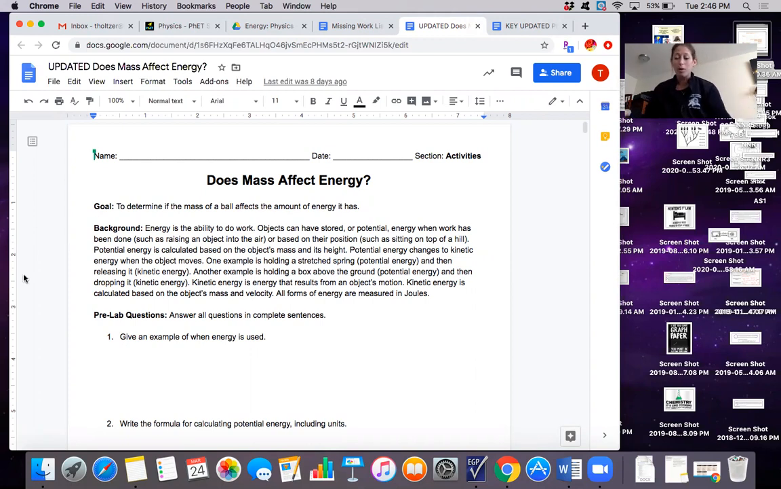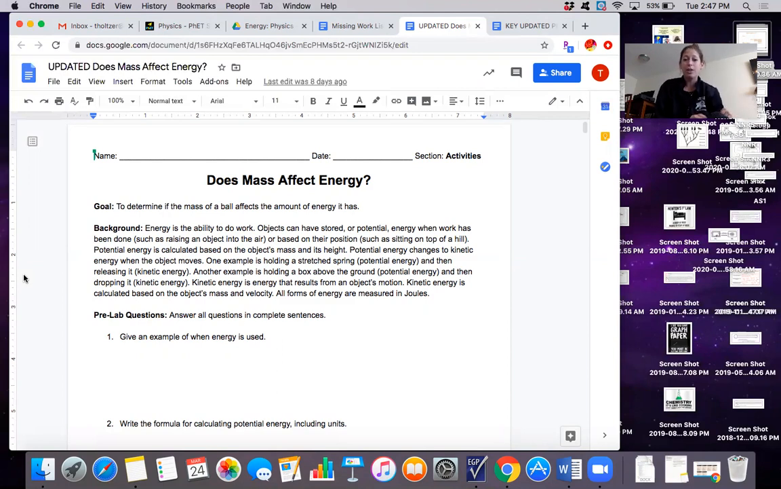Objects can have stored or potential energy when work has been done, such as raising an object into the air, or based on their position, such as sitting on top of a hill. Potential energy is calculated based on the object's mass and its height. Potential energy changes to kinetic energy when the object moves. One example is holding a stretched spring, potential energy, and then releasing it, kinetic energy. Another example is holding a box above the ground, potential energy, and then dropping it, kinetic energy.